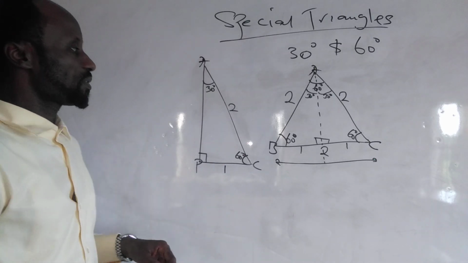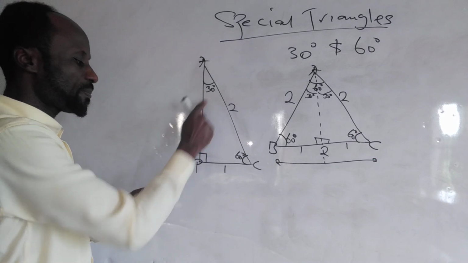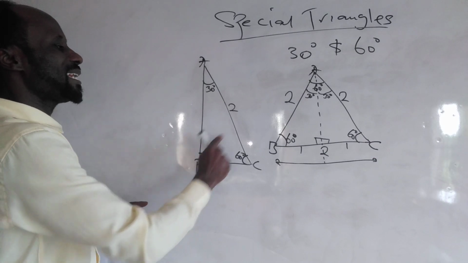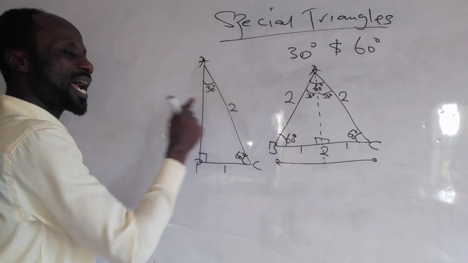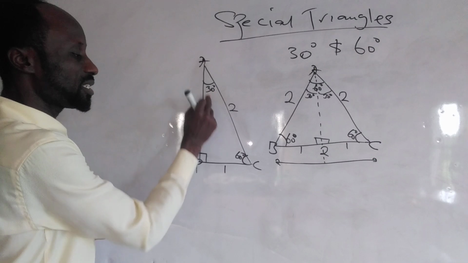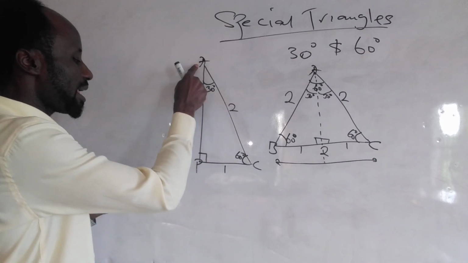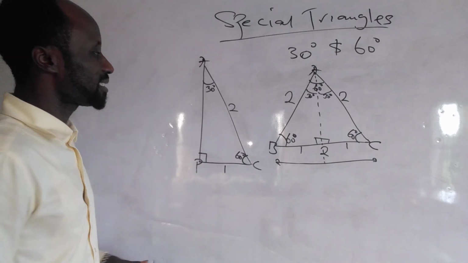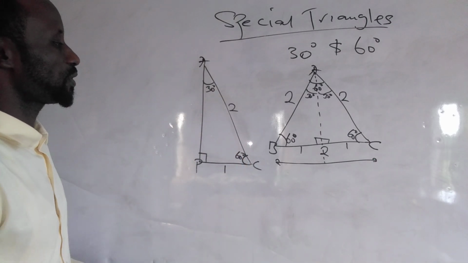So what do you observe? You observe that if I am to deal with angle 30 degrees, this side is the opposite, then the adjacent is this side, and the side corresponding to the largest side, this is the hypotenuse. But if I'm dealing with angle 60 degrees, AP becomes the opposite, PC becomes the adjacent, while AC remains the hypotenuse.